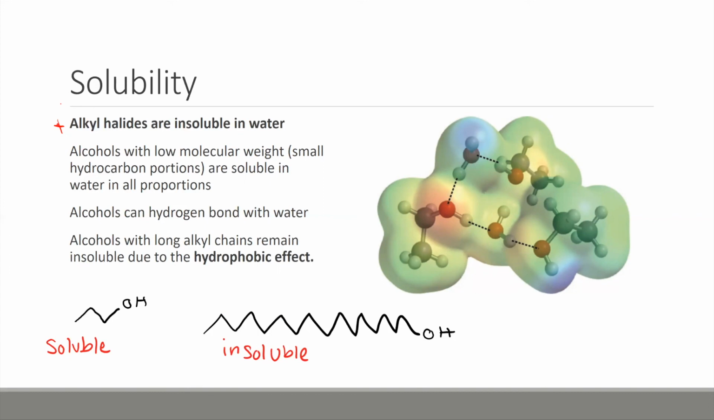However, when you start getting a really big alkyl chain, this is still an alcohol, it still has an OH group on it, but it has a very long alkyl chain attached to it, and this chain is all hydrophobic. This is all carbons and hydrogens. It doesn't do well in water, and this will make the compound generally insoluble because of this hydrophobic effect.